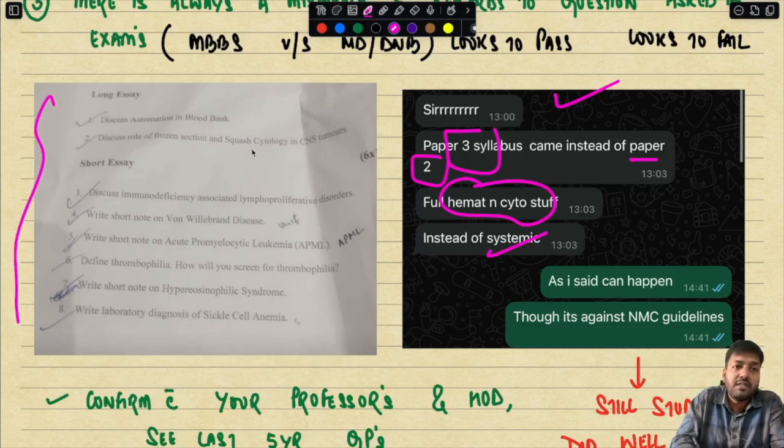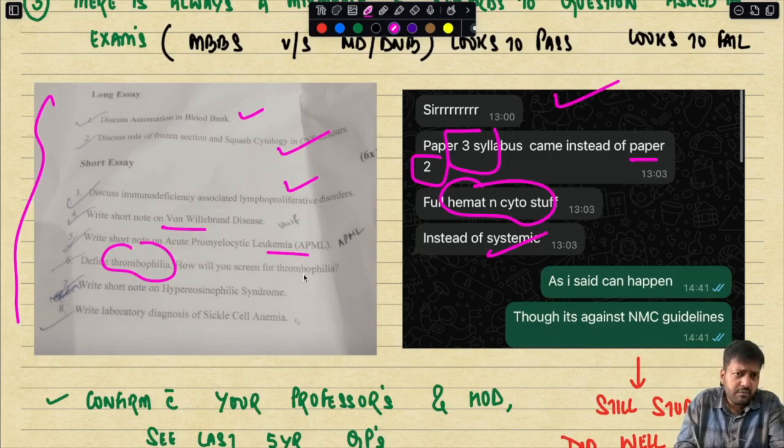Look at these questions they asked in paper number 2: automation in blood bank, role of frozen section and squash cytology in CNS tumor. Discuss immunodeficiency associated lymphoproliferative disorders. Short note on von Willebrand disease, short note on APML, define thrombophilia. Short note on hypereosinophilic syndrome, right? Lab diagnosis of sickle cell anemia.